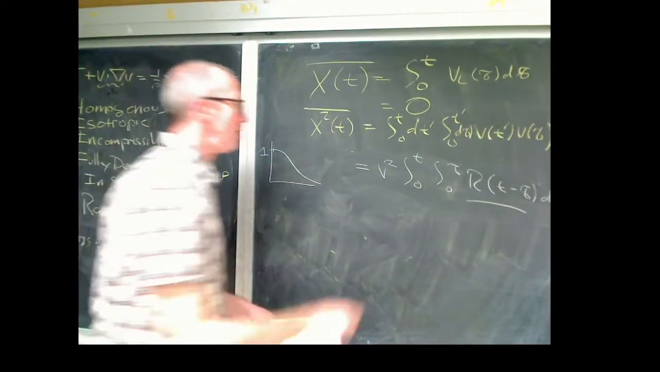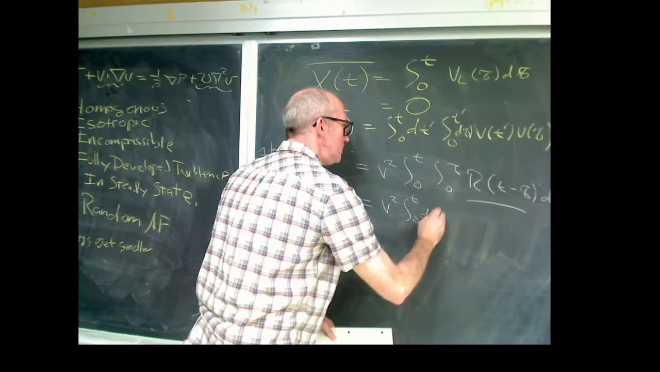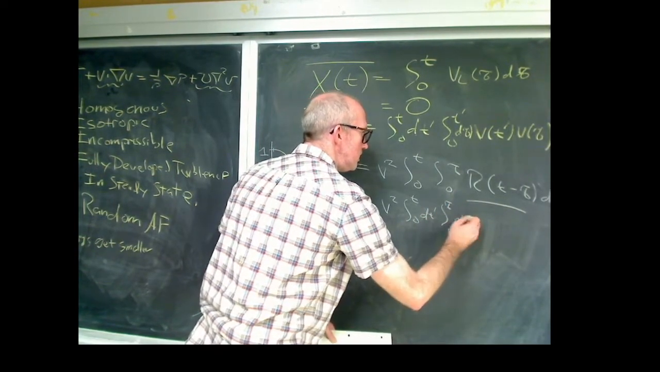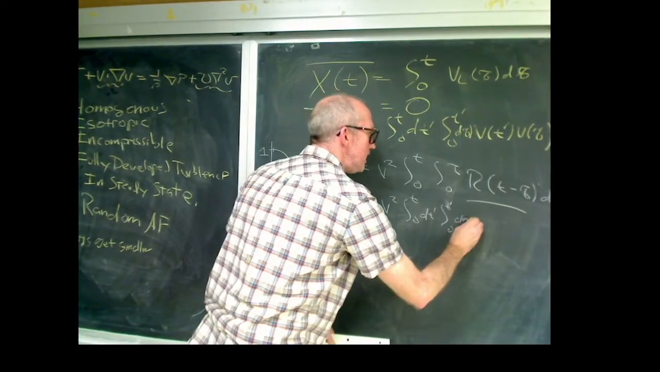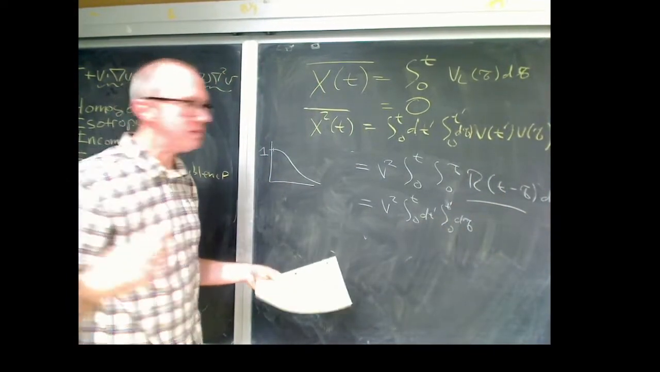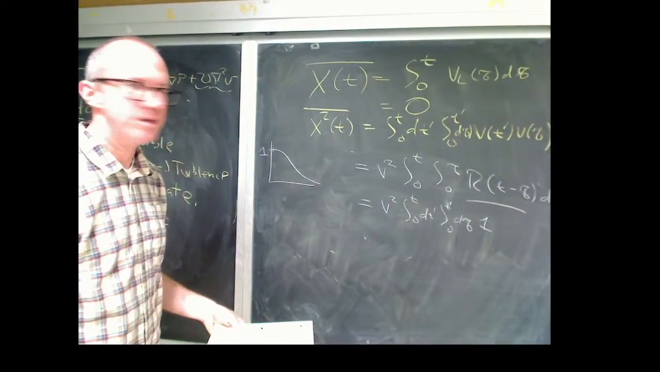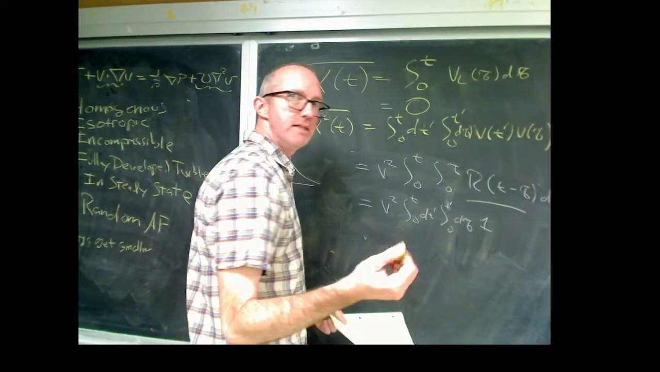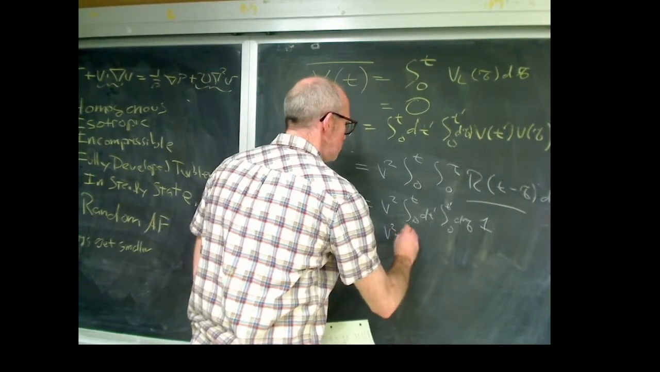Let me do it all the way out and not skip steps. This is v squared times the integral of 0 to t dt prime, integral of 0 to t prime d tau of r. But if we're at short time or short space, then this is just equal to 1. So then I get an integral here that gives me a t, and I get another integral that gives me a t squared. So this goes like v squared t squared.